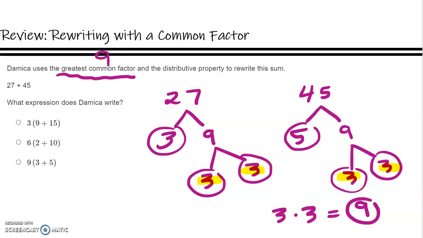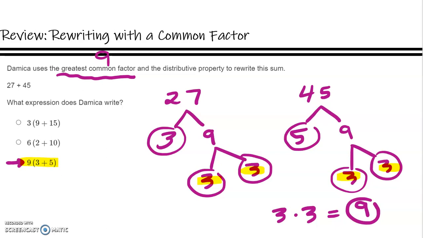Now, they want us to use the distributive property to rewrite the sum. How do we do that? That means that we pull the greatest common factor out to the front, and the numbers that you multiply to get 27 and 45 stay on the inside. So that is how I know that my correct answer is choice C.